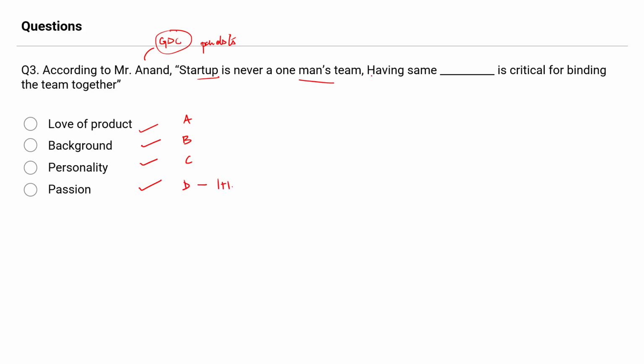A startup is never a one man's team. Having the same dash is critical for binding the team together. Is it the love of product? Is it background? Is it personality or is it passion? So 3 people have voted for passion. Are there any more thoughts? Any more opinions, suggestions, votes?